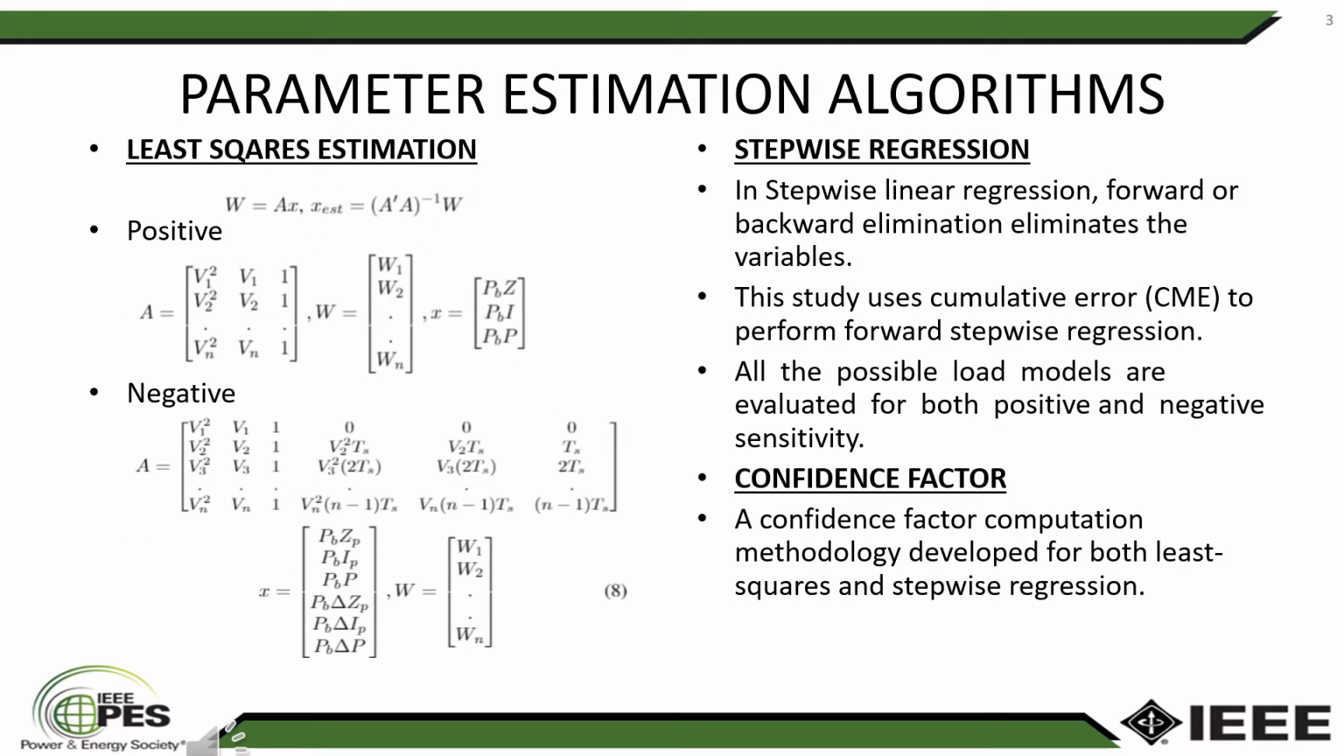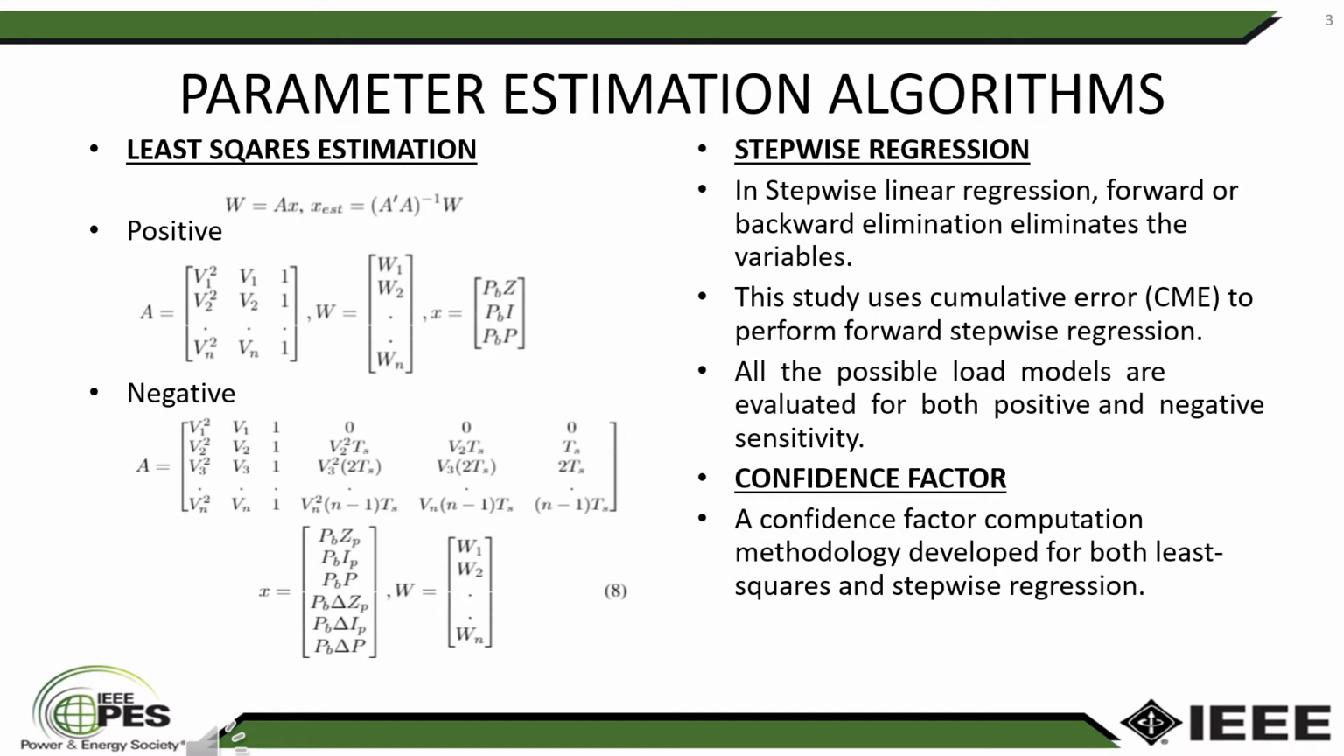Moving ahead, I talk about the parameter estimation algorithm. The first parameter estimation algorithm that we consider in this work is the least squares estimation algorithm, where we are estimating parameters for both positive and negative sensitivity scenarios. For positive sensitivity scenarios, we have to estimate three parameters, which are Z, I, and P: the constant impedance, the constant current, and the constant power part of the load.